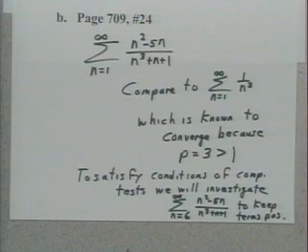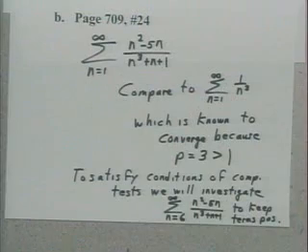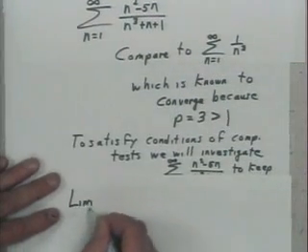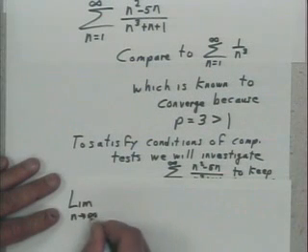The other reason was, how do you decide what to use for comparison? Okay, now I'm just going to check the limit again as n approaches infinity.